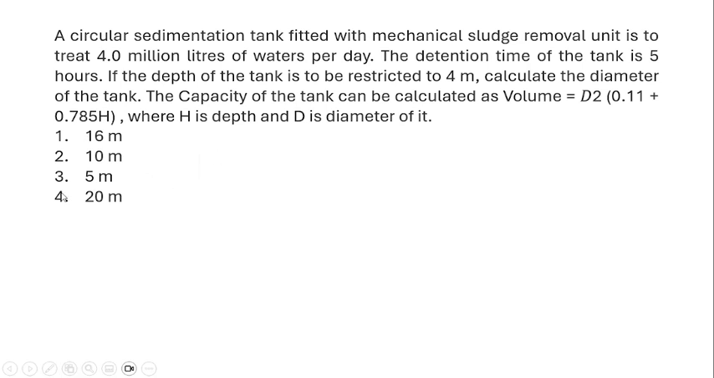Now coming to the problem given in your assignment 6. The question is: a circular sedimentation tank fitted with a mechanical sludge removal unit is to treat 4 million liters of water per day. So 4 MLD water is treated and the detention time is 5 hours. So this is going to stay up to 5 hours in the tank. If the depth of the tank is restricted to 4 meter, calculate the diameter of the tank. They are asking you to calculate the diameter D of the tank.